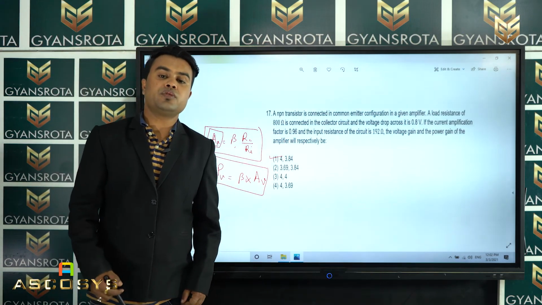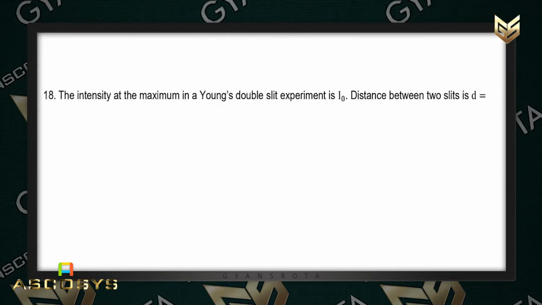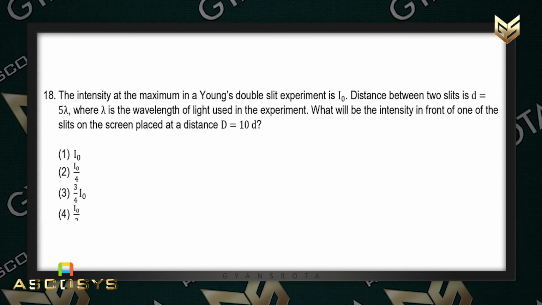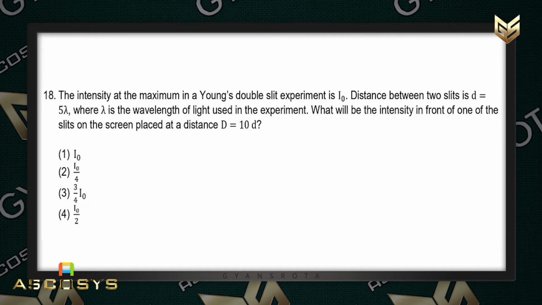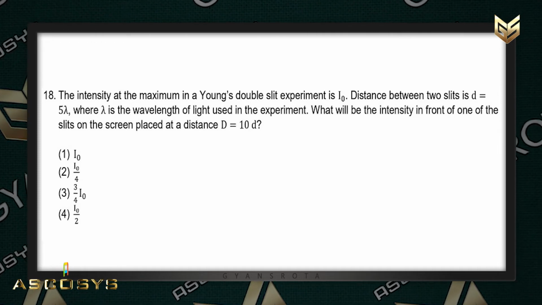So now let us move to the next question, that is question number 18. Number 18, the intensity at the maximum in a Young's double slit experiment is I naught.